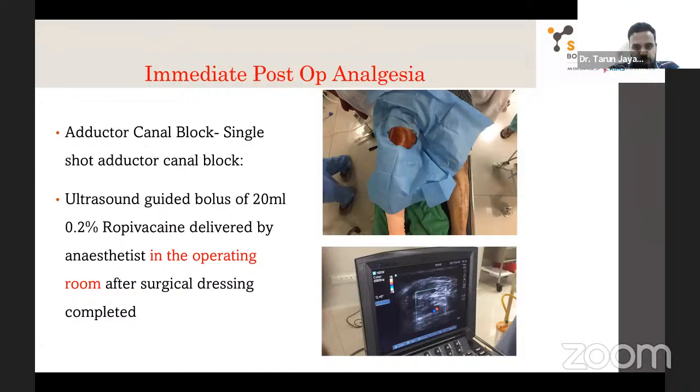So what do you do once you've done the surgery? One more thing that we often follow immediately in the OT itself is the adductor canal block. It is a single shot adductor canal block, which contains 20 ml of 0.2% ropivacaine, given by our anesthetists under ultrasound guidance. And this is done immediately after the dressing of the TKR is done.